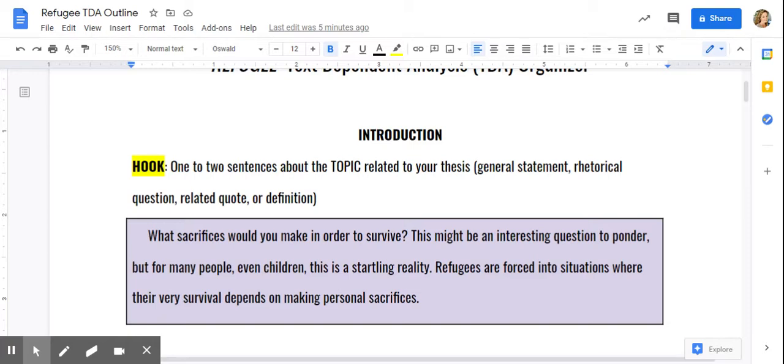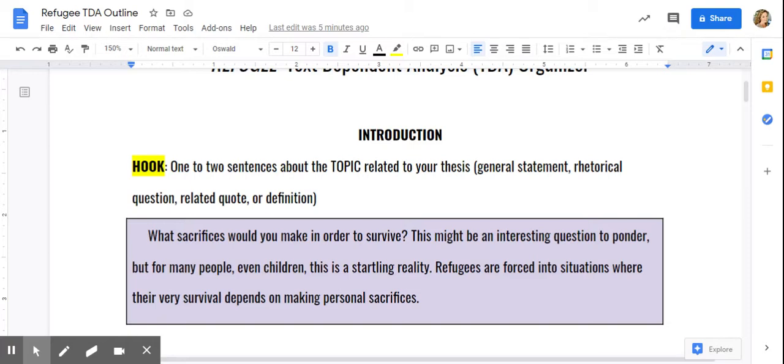Don't even mention the book in the hook. Don't even mention it. Something broad and general first. A rhetorical question is a question you're asking the reader of your essay. You're not expecting a response. When you pose a question, it immediately involves the reader, because naturally they're going to want to answer that question. And so you're hooking the reader in by asking a rhetorical question.